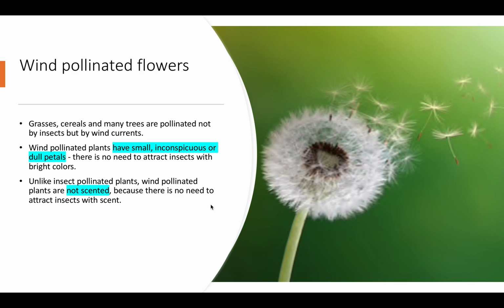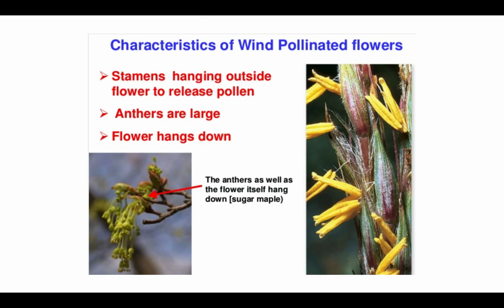Now, the wind pollinated flowers. The wind pollinated flowers are not pollinated by insects, they are pollinated by wind. And to be pollinated by wind, of course, they should be lightweight, and they should have a certain structure that helps them transfer easily by the wind. They are not scented because there is no need to attract insects, and they are usually dull, they don't have bright colors, and they are lightweight, as we said.